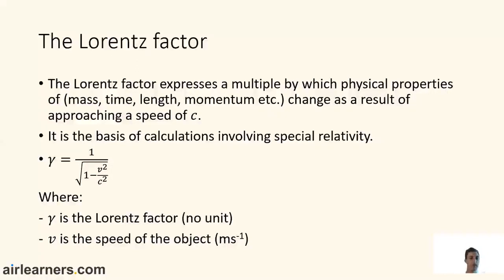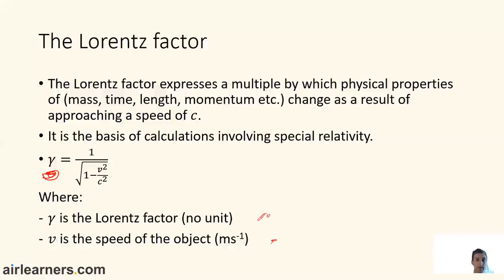All right, so we have this equation here. Gamma, this letter here is called gamma, equals 1 on the square root of 1 minus v squared on c squared. And that is the Lorentz factor, that gamma. It doesn't have a unit, as we can see down here, and v is obviously the speed of the object, and c is the speed of light.